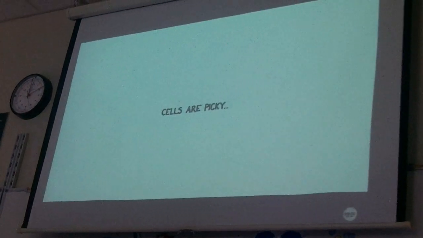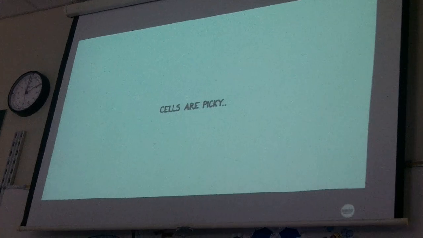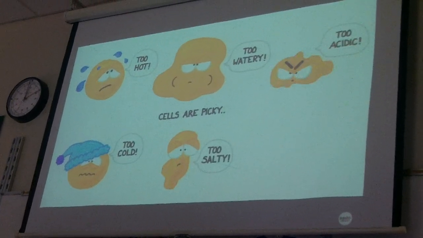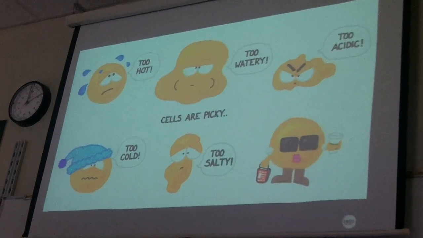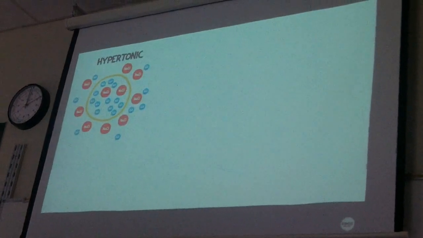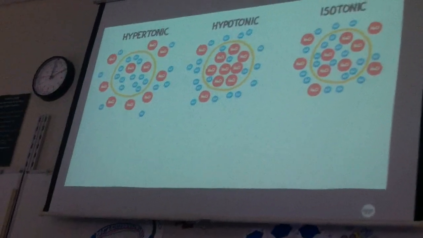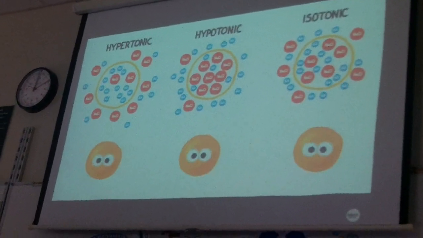Well, go biology. Cells have a very finite range of conditions in which they can survive. If it's too hot, too cold, too watery, too salty, too acidic, or too basic, they can't function properly. We're going to explore what happens when you place a cell in a solution that is much more salty, hypertonic, much more watery, hypotonic, or has an equal salt concentration, isotonic.